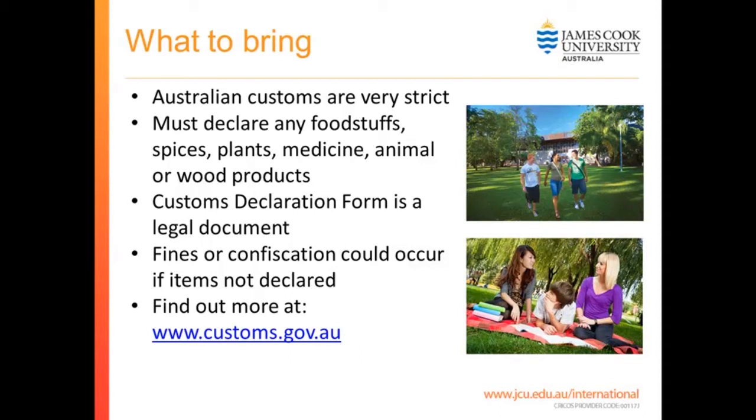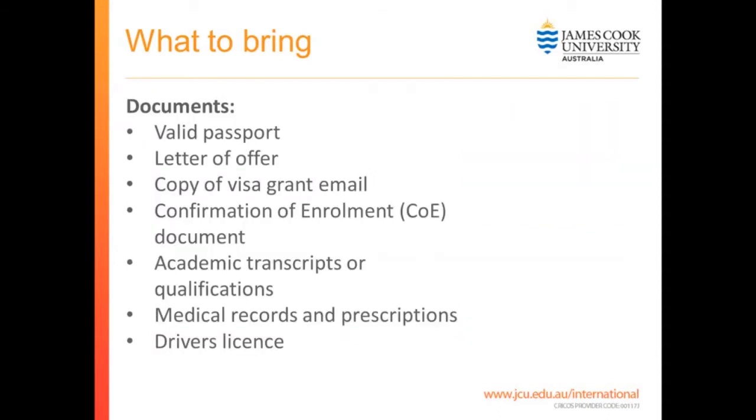There are rubbish bins available at the airport terminal for you to dispose of any unwanted items before you pass through customs. You will be asked to complete a customs declaration form prior to entering Australia. Be aware that this is a legal document and heavy fines can occur if you provide false or misleading information to the Australian Customs team. You can find out more about what can and can't be brought into Australia at the Australian Customs website.